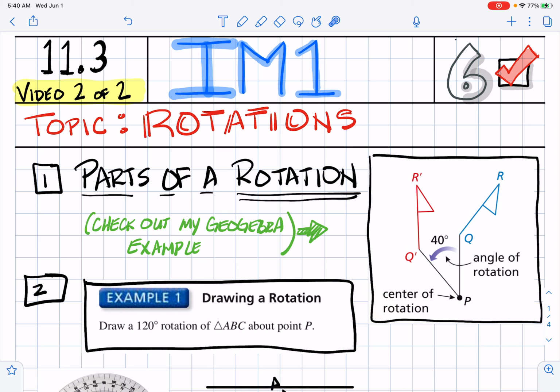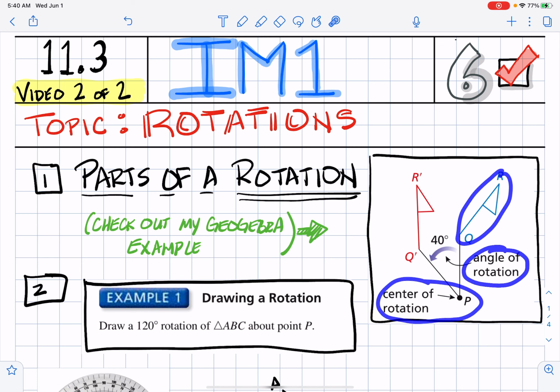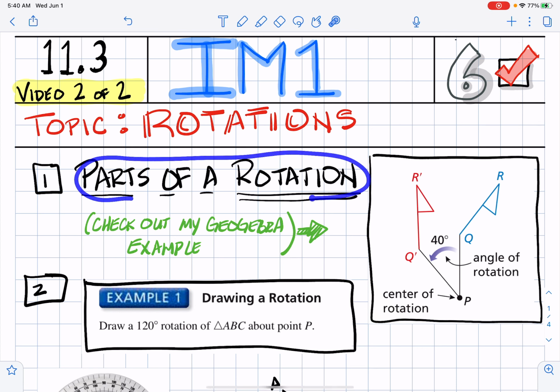And then we have the angle of rotation, so how much we're actually moving the entire shape. In this case, we're moving it an angle of 40 degrees. So we have the original shape right here, we have the center of rotation, and we have the angle of rotation. These are all the parts of a rotation.